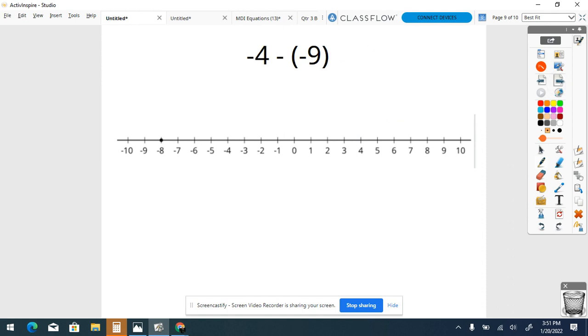All right. Again, pause the video and resume it when you've completed this. All right, so this time my first number is negative 4, so I start at negative 4, and then minus negative 9. Once again, I'm taking away negatives, which means my life is going to go up because minus a negative turns into plus a positive. So I'm at negative 4, then I go up 9. 1, 2, 3, 4, 5, 6, 7, 8, 9. And my answer is 5.